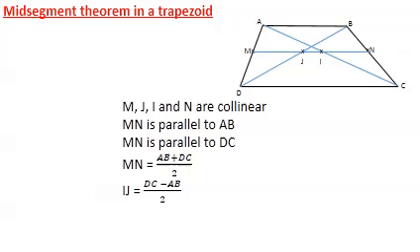The same theorem applies in a trapezoid. So if you have M, which is the midpoint of AD, and N, which is the midpoint of BC, then MN is parallel to AB and at the same time parallel to DC. Not only parallel, but MN equals the small base plus the big base over 2.